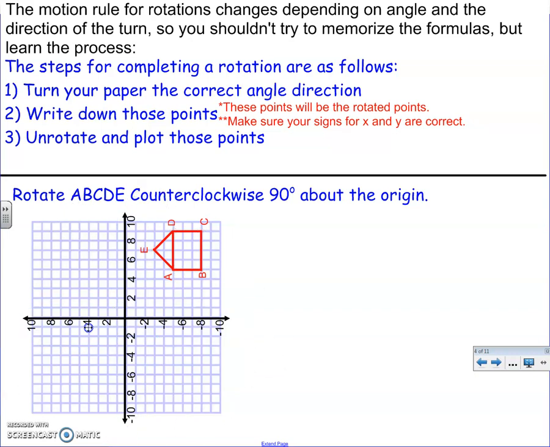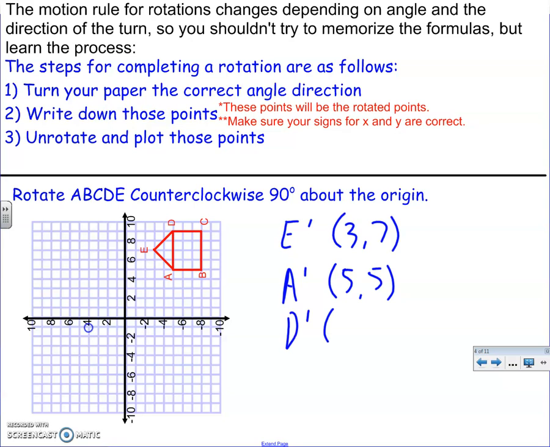I'm going to label them E prime, let's do that one first. The new E is going to be at positive 3, positive 7. Then look at the new A prime. It's going to be at positive 5, positive 5. The new D prime is going to be at positive 5, positive 9. Then the new B prime is going to be at positive 8, positive 5.